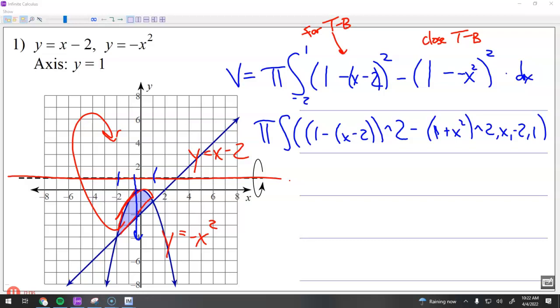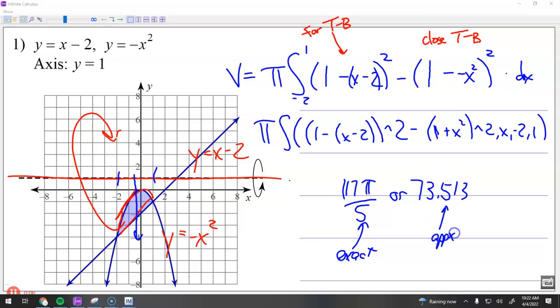Oh, right. Can I do a couple of them on that? So you should get, it's on your sheet, but I can write it up here, 117 pi over 5. This would be if you have your calculator in exact. Or 73.513, and this would be if you have your calculator in approximate. It doesn't matter, you can do either one. But if you're not getting that, please let me know.